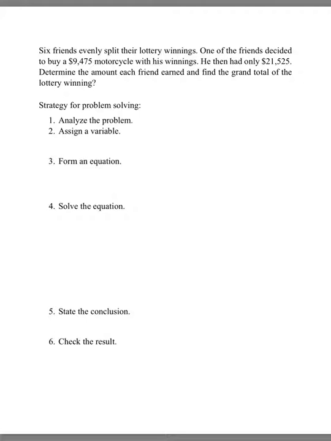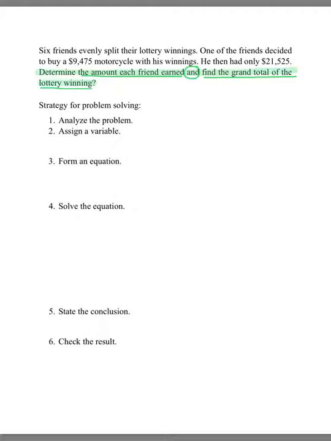Let us begin our strategy for problem solving by analyzing the problem. Keep in mind that the first thing you want to do when analyzing a word problem is identify what it is we're being asked to find. In this case, it's the last sentence, which states: determine the amount each friend earned and find the grand total of the lottery winning. So we have two questions that we want to answer. The first one is the amount each friend earned, and then "and" tells us that we're looking for a second thing, the grand total of the lottery winning.